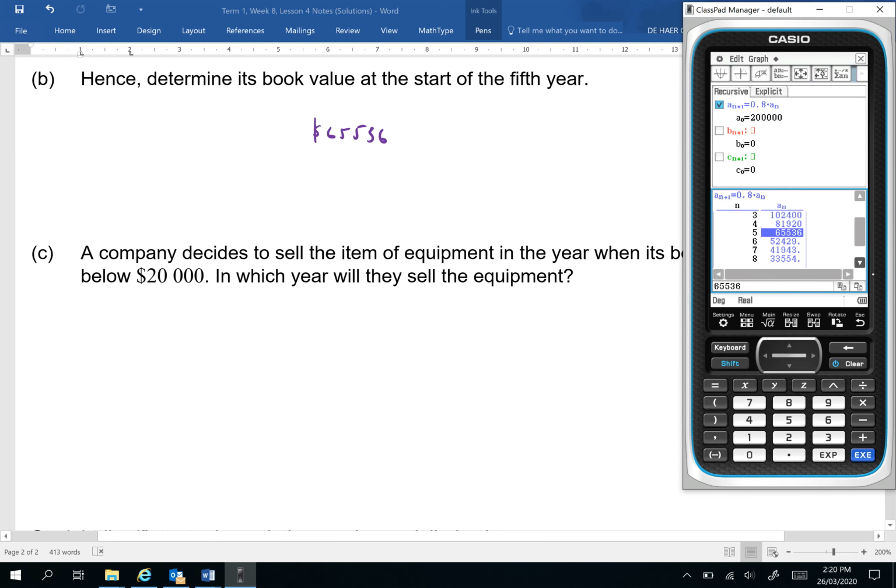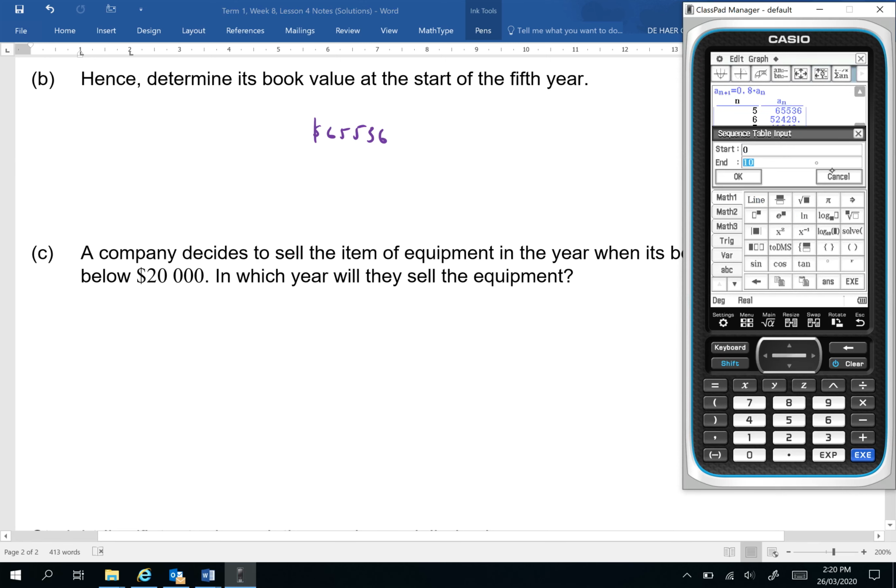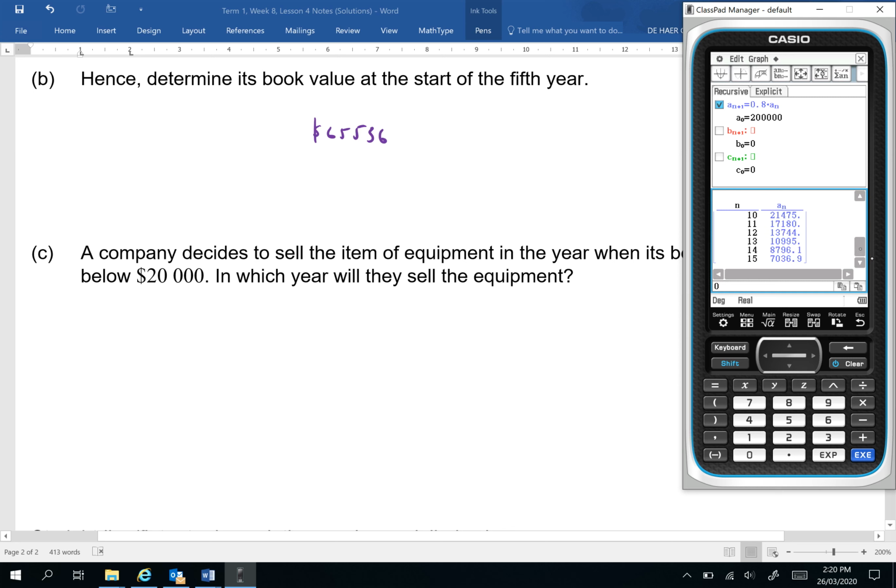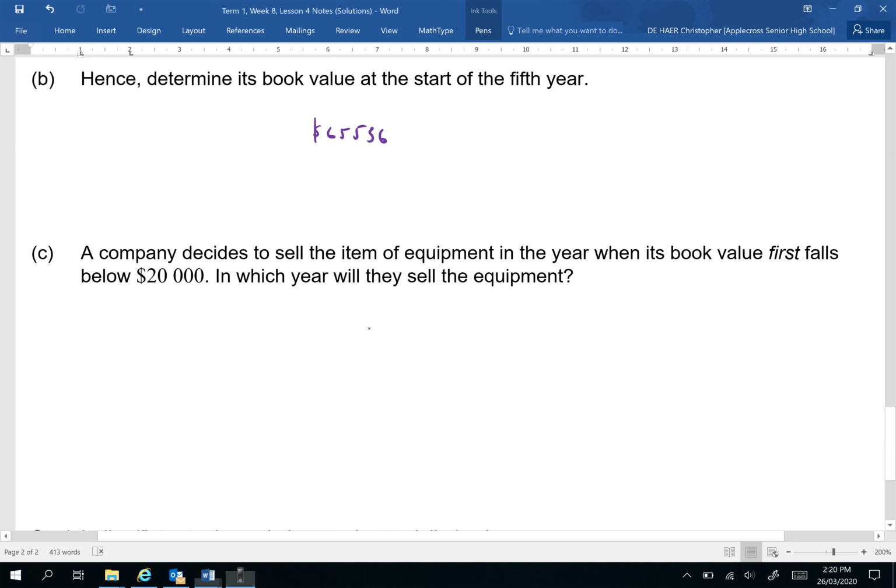So we can scroll through that last column and we can see that after 9 years and after 10 years, it's still worth more than 20,000. So I'm going to have to extend my table here. And I can see that by the 11th year, the book value has fallen below $20,000. So that's going to be selling it in the 11th year.